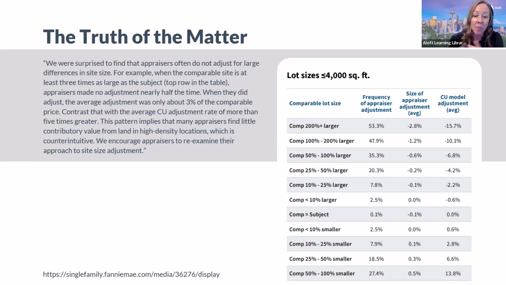So we're making about a 3% adjustment, and their CU modeling is saying the adjustment should probably be around 16%. And that's a big difference. And this pattern also implies that appraisers find little contributory value from land in high density locations, which, come on guys, that's really counterintuitive, right? So Fannie Mae encourages appraisers to re-examine their approach to site size adjustments.